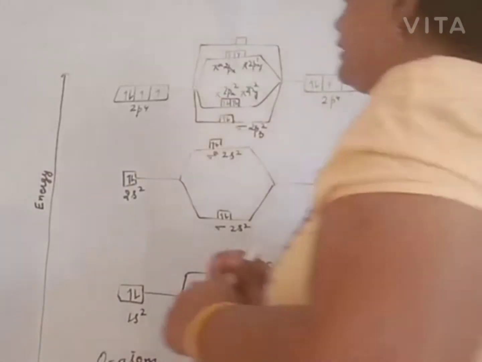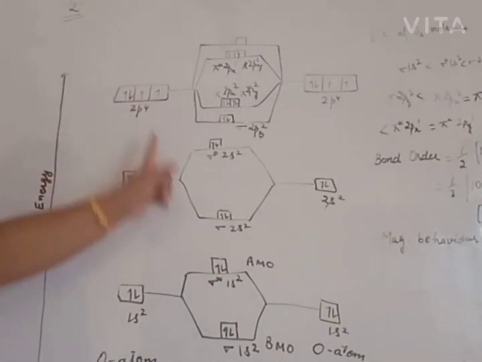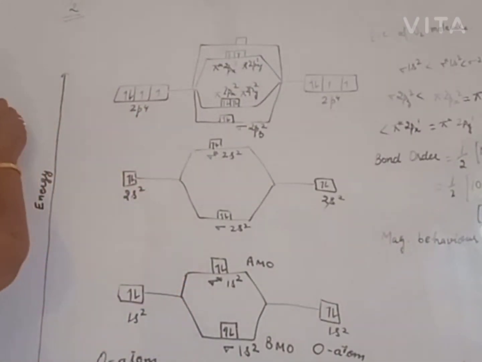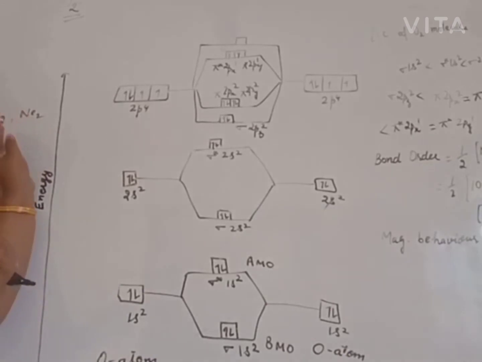This is the energy level diagram for the oxygen molecule. You will practice by using fluorine and neon, because these three elements or molecules give this. Otherwise, all others show an energy level diagram just like the nitrogen molecule.